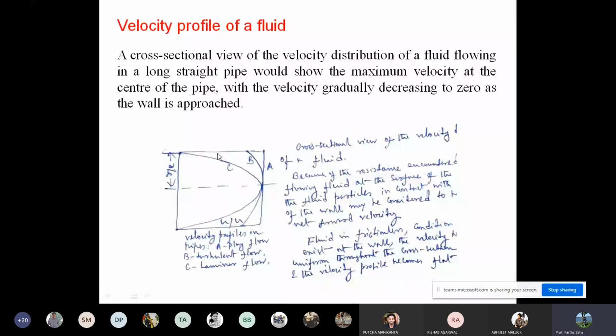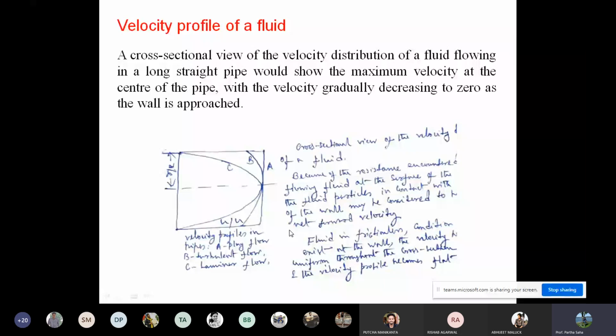Since there is resistance being offered at the wall, obviously the velocity is maximum at the center, and as you move from the center towards the wall, the velocity gradually decreases, and the minimum velocity is at the wall. Okay. So what is A, what is B, and what is C?